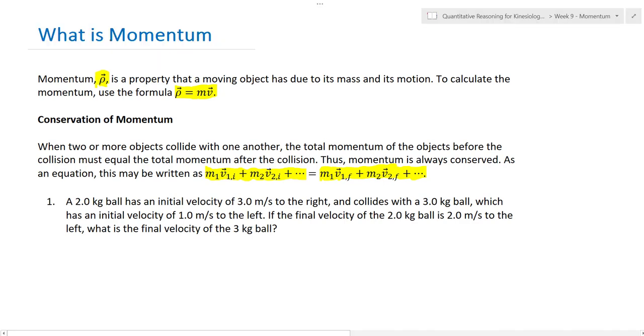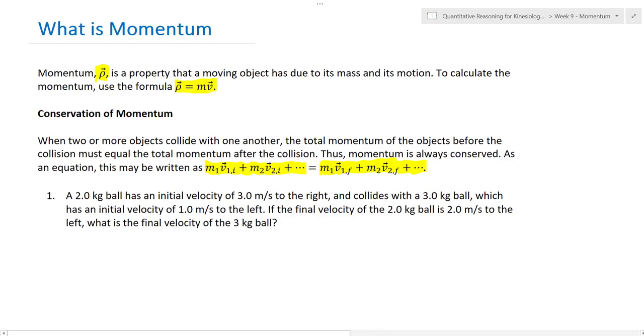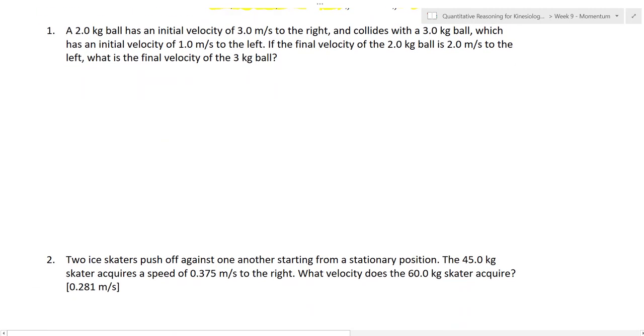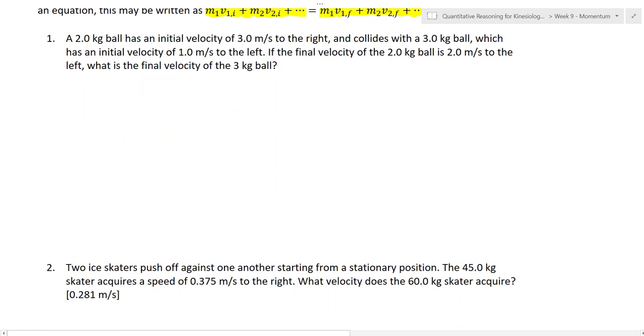All right, so let's start with the first problem. It says a 2 kilogram ball has an initial velocity of 3 meters per second to the right and collides with a 3 kilogram ball, which has an initial velocity of 1 meter per second to the left. If the final velocity of the 2 kilogram ball is 2 meters per second to the left, then what is the final velocity of the 3 kilogram ball?